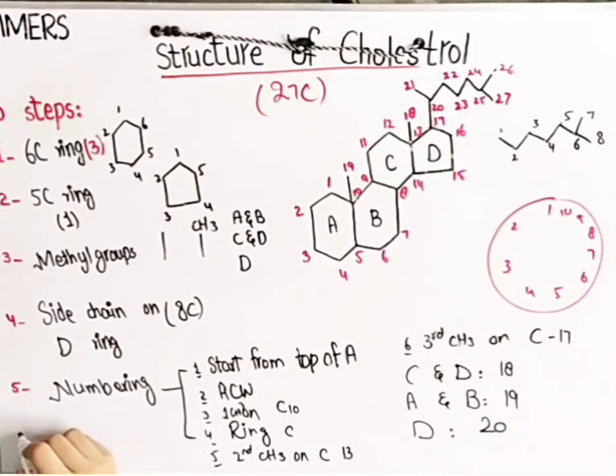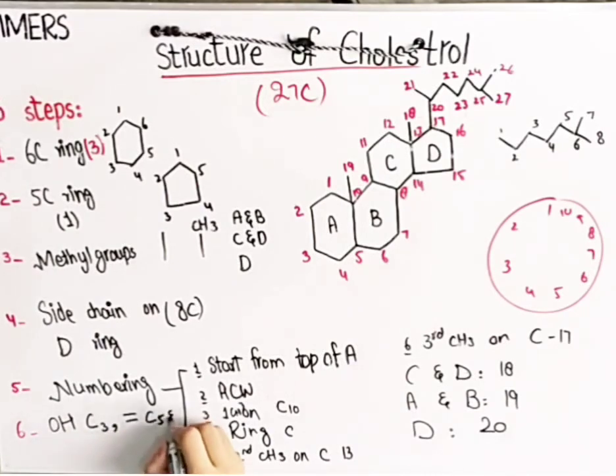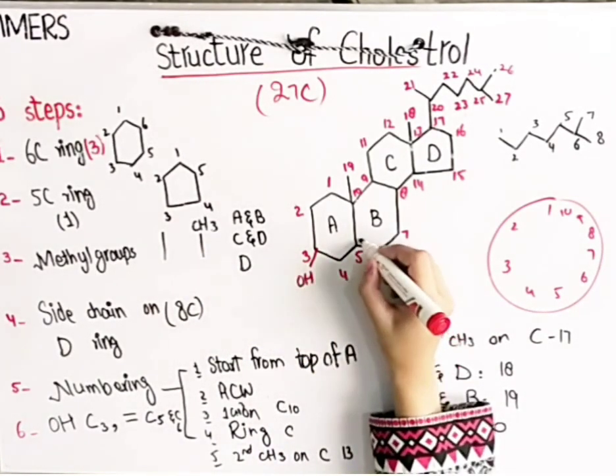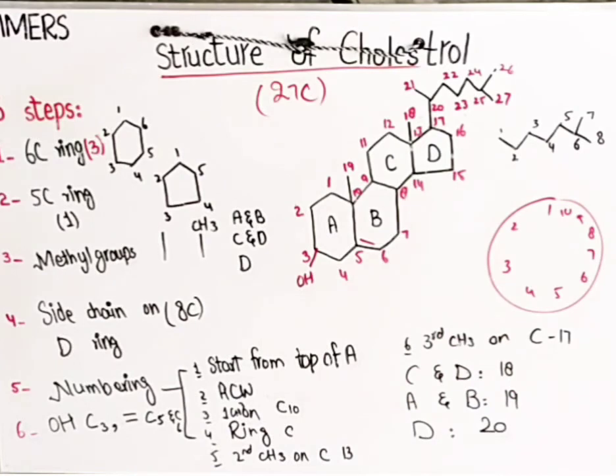The last thing you have to do is put an OH group on carbon number 3 and a double bond between carbon number 5 and 6. So this is carbon number 3. Just put an OH group over here, and this is carbon number 5 and 6. Just put a double bond over here. So the cholesterol structure has been completed.